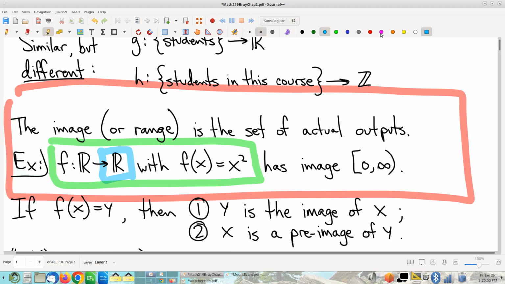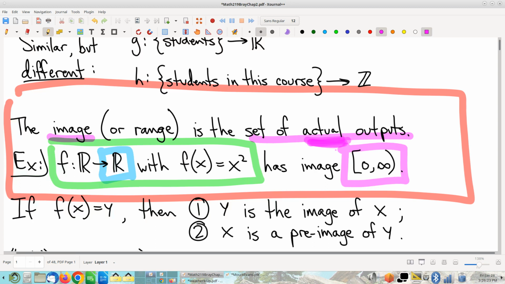The image, again, the image is the set of actual outputs. And if you think about what numbers actually come out of this function, and again, I remind you, only real numbers are allowed to go in because that's what I've set up as my domain. When you square any real number, only non-negative values will ever come out. Right? So the image is just the non-negative numbers.